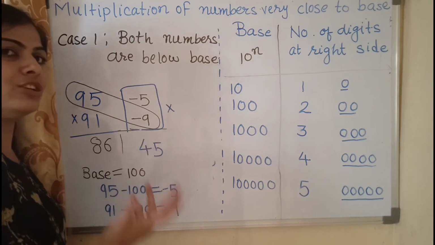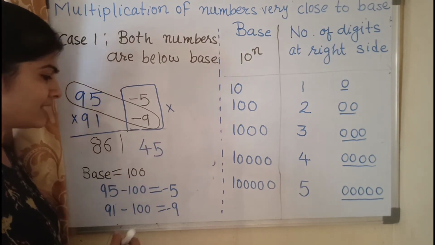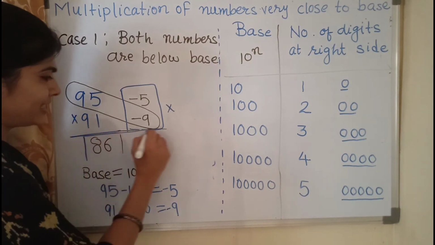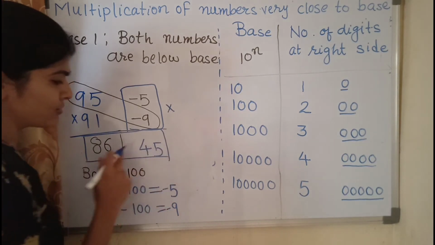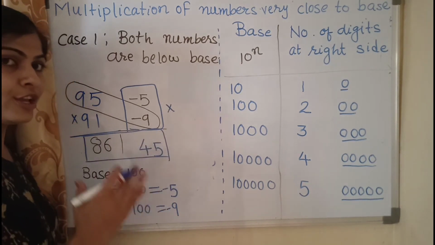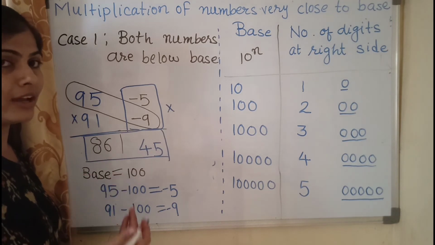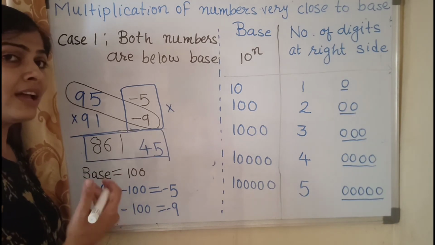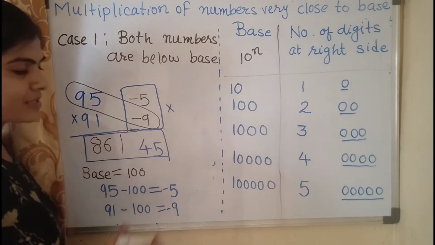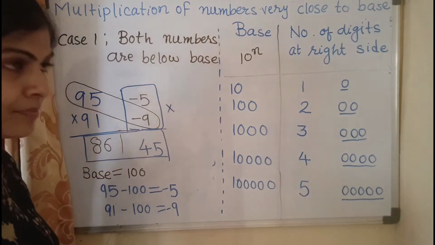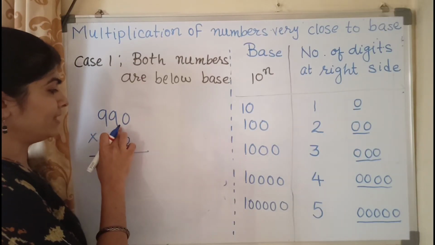And as we are having 2 digits, we don't need to do anything with it. And our answer is 8645. You can check it by doing the calculations using the conventional method, like 95 times 91, and you can check the answer. Let's consider one more example.